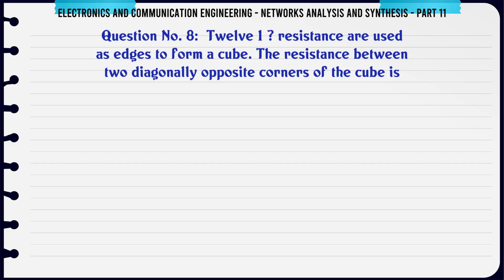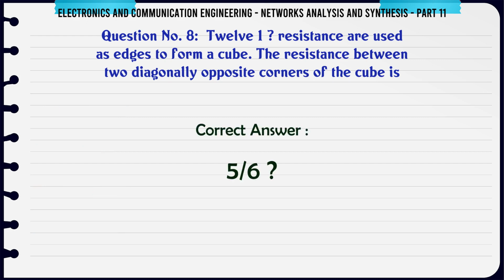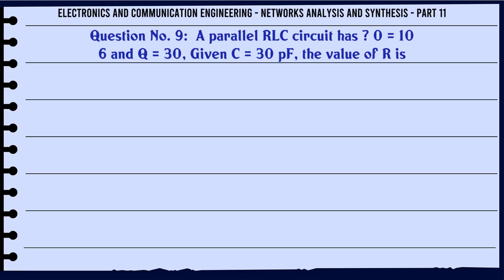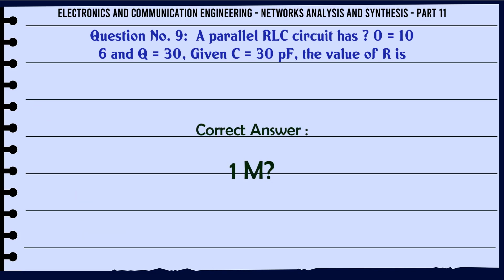12 ohm resistances are used as edges to form a cube. The resistance between two diagonally opposite corners of the cube is A 5/6, B 1, C 6/5, D 3/2. The correct answer is 5/6. A parallel RLC circuit has ω0 = 10^6 and Q = 30, given C = 30 pF. The value of R is A 0, B 1, C 2 M, D 1 M. The correct answer is 1 M.